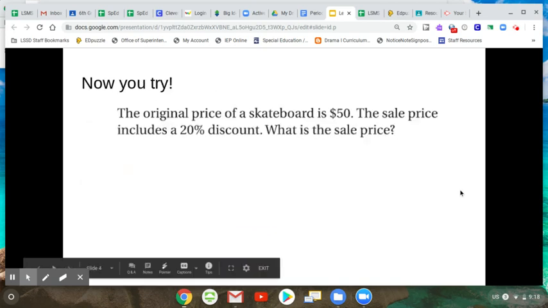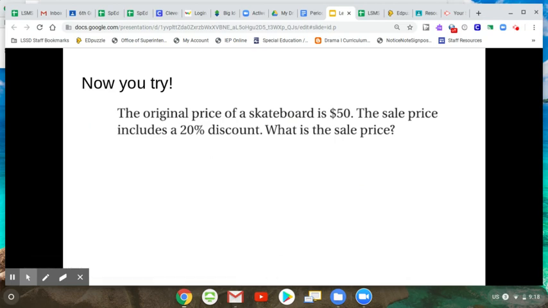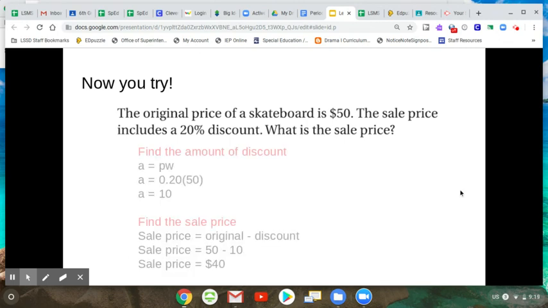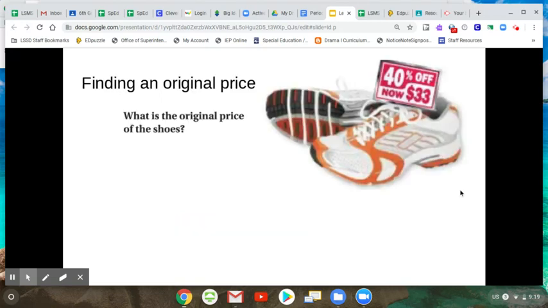All right, it's your turn to try it out. So go ahead and we're going to pause and you're going to answer this question and then come back and check your answer. All right, here is the correct process. Please check your work and see that you followed it. And we'll move on to the next type of problem.